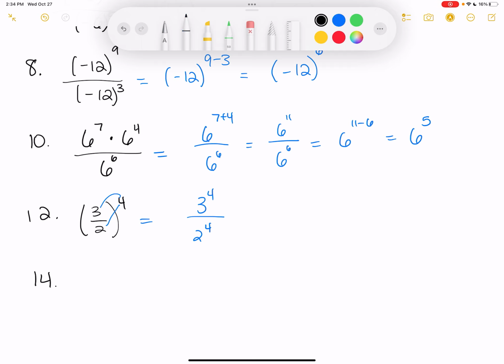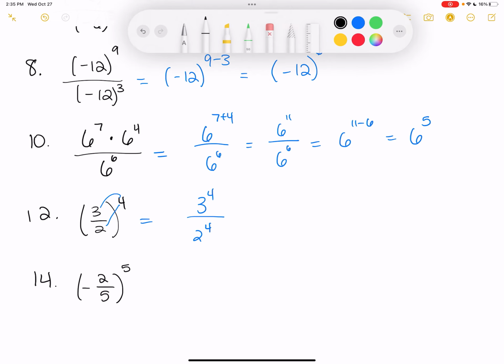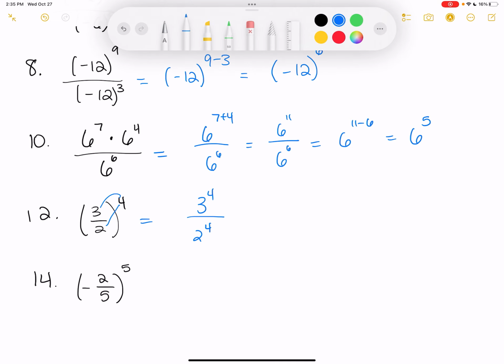Let's see, 14. I've got negative 2/5 raised to the 5th. So what do I do with this one? You put a 5 on both of them. What about my negative? You keep it. I'm going to keep it. Okay, it's an odd exponent, and it's touching those things. So 2 to the 5th over 5 to the 5th. Okay, if it had been an even power, the negative would have gone away.